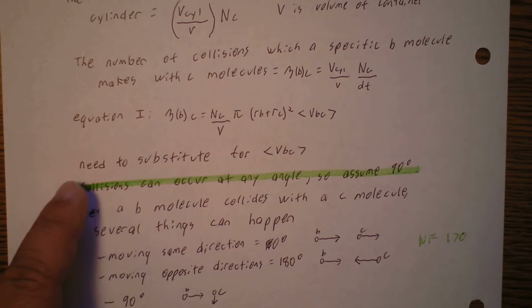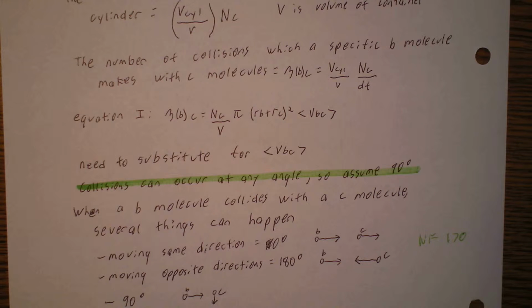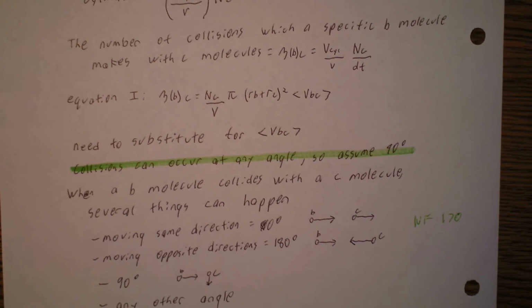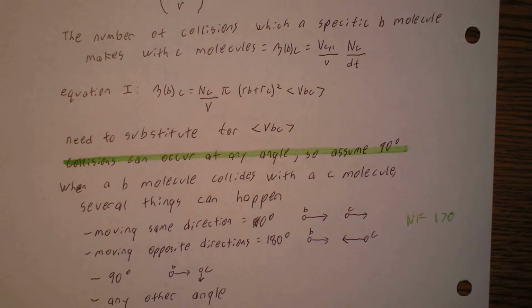Now we need to substitute in for the average speed, VC. Now remember, collisions can occur at any angle, but for simplicity we're just going to assume it's a 90-degree angle right now. Actually, that's not really an assumption, it's the average angle. The collision can be between 0 and 180 degrees, so 90 degrees actually works out to the average.